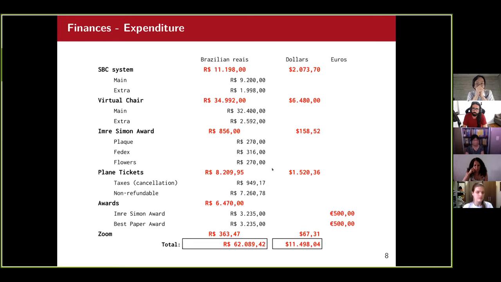We were able to cancel and get reimbursed for 5 of these tickets, but one of them was non-refundable. So we have to deal with this cost. And for the awards, for the Imre Simon Test of Time Award and the Best Paper Award, we gave a prize of 500 euros each.